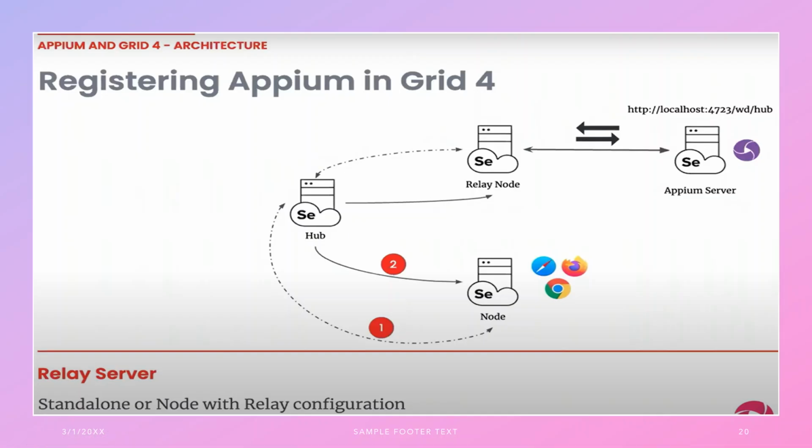We are registering the grid with the relay node and the node, where we have the capabilities. For the relay node, we have given the localhost IP address and port also. Before that, we need to start the Appium server so that our relay node can communicate with it. We are using localhost here. If we do not start the Appium server, it will give an error.